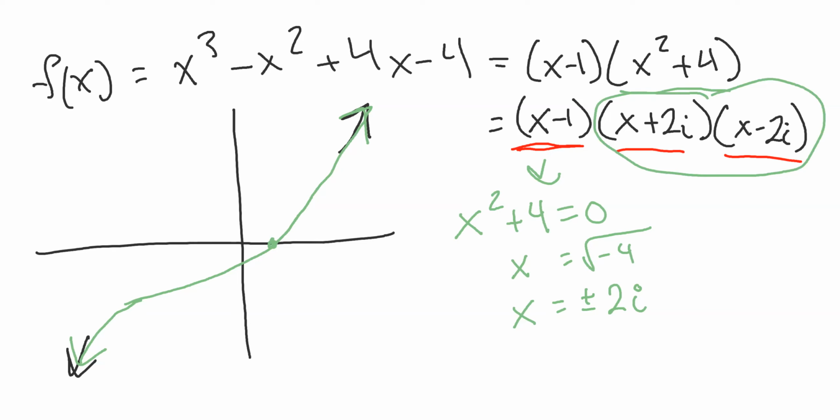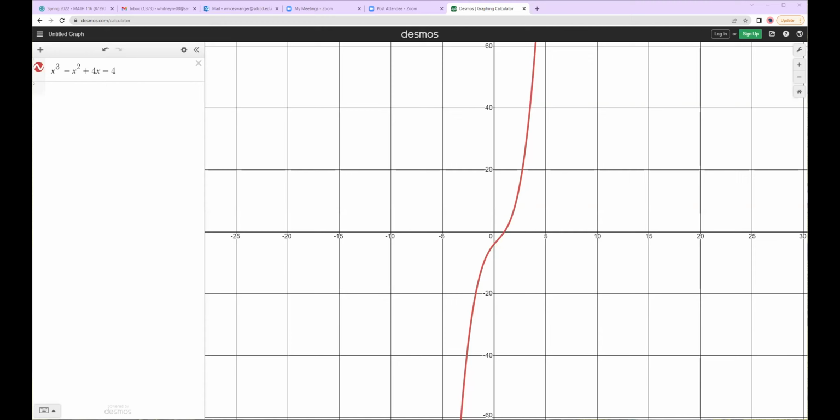Let's just take a really quick look at what this graph looks like on Desmos. Okay, so the graph of this function actually looks kind of similar to what we figured out just by factoring it to find any real zeros and looking at the end behavior.